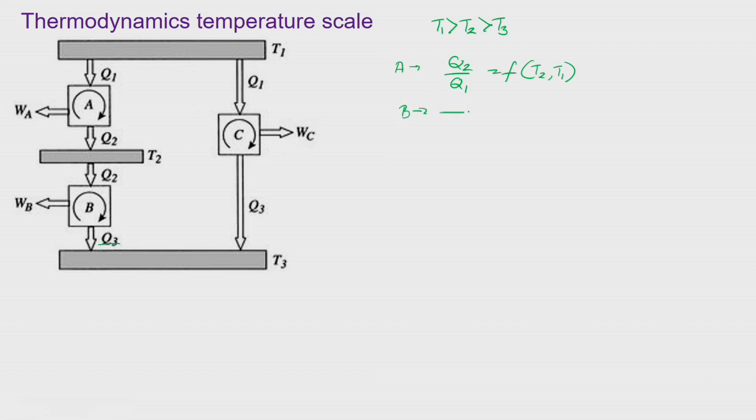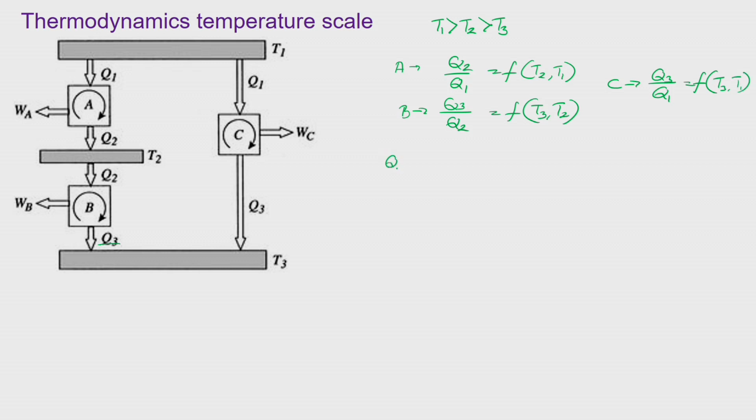For engine B similarly, heat rejected is Q3, heat added is Q2, that has to be a function of T3 and T2. And for engine C, which is working between T1 and T3, heat rejection, which is Q3, by heat addition Q1, has to be a function of what? Has to be a function of T3 and T1, is it not?